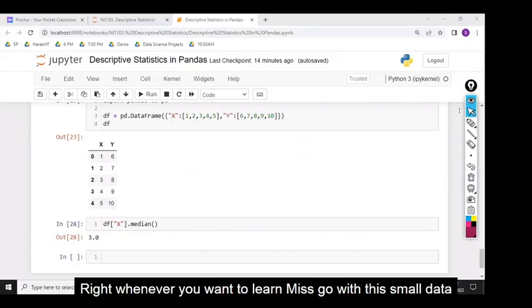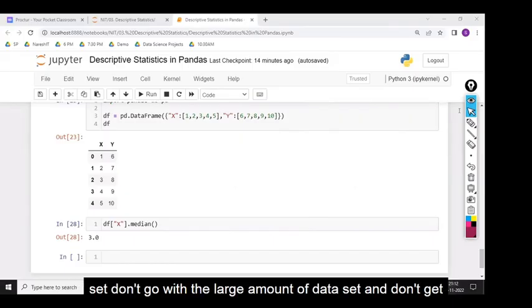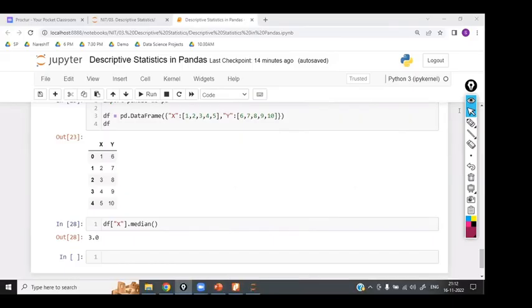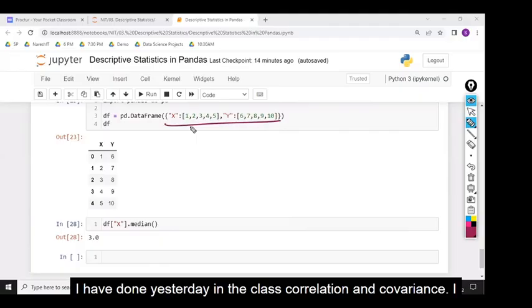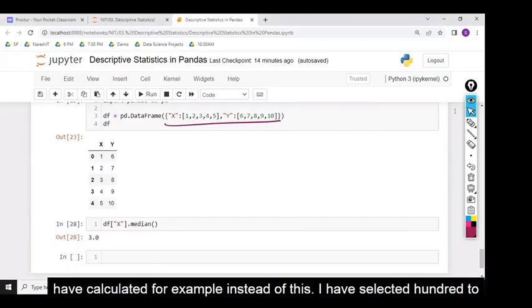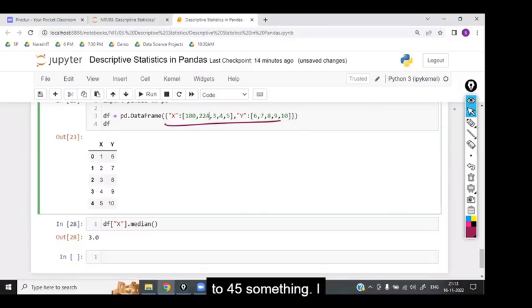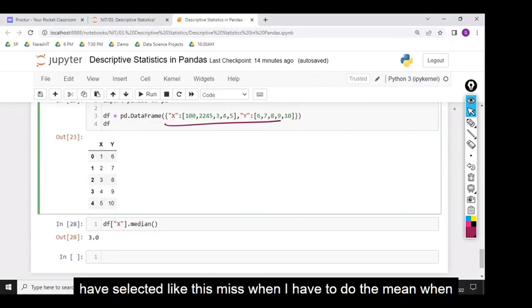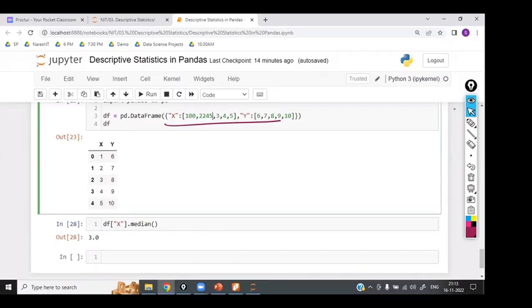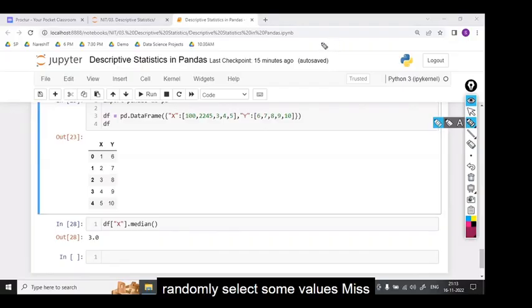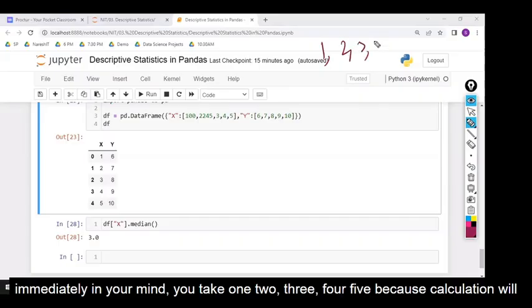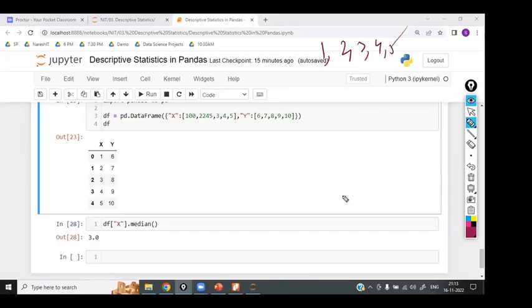Right? Whenever you want to learn, go with a small data set. Don't go with a large data set and don't get confused. Selecting the data set is also important. Simple example: yesterday in the class I calculated correlation and covariance. Instead of this, I selected 100 to 245, something like this, when I have to do the mean and calculate the standard deviation. So in the interview room, if anyone asks you to randomly select some values, immediately in your mind take 1, 2, 3, 4, 5, because the calculation will be very easy. For whatever the question, the calculation will be easy first.